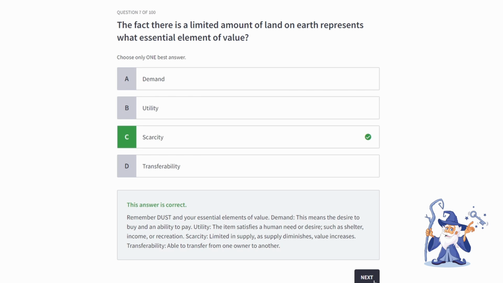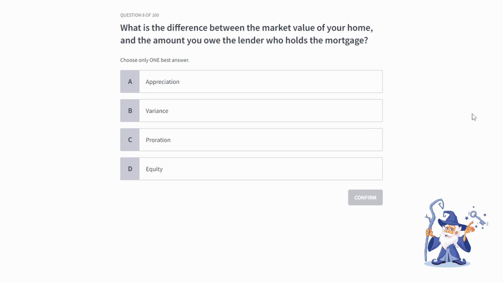Okay, next one. Question number 8. What is the difference between the market value of your home and the amount you owe the lender who holds the mortgage? And it gives us four options. A, appreciation, B, variance, C, proration, or D, equity. So go ahead and think that one over.